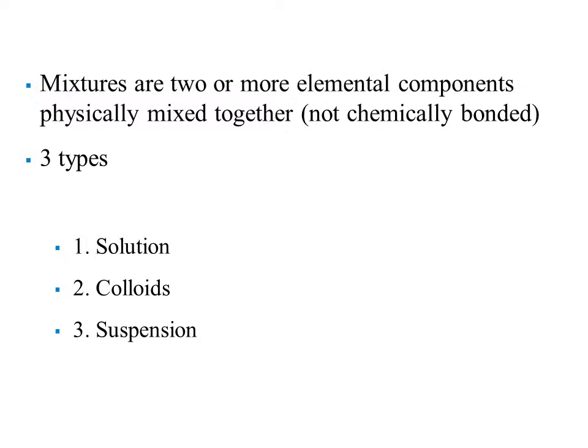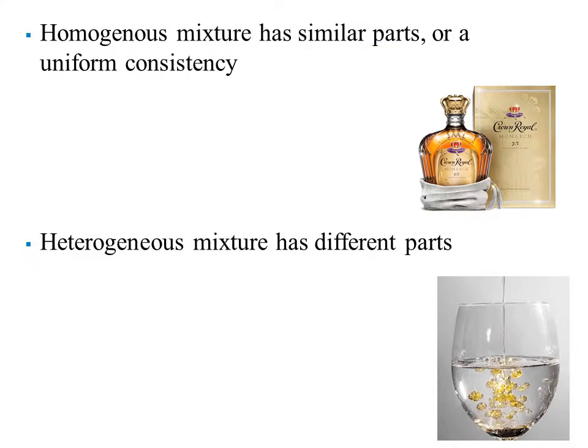So we will talk about 3 types of mixtures: a solution, a colloid, and suspensions. These mixtures will either be homogeneous or heterogeneous. Homo means the same and hetero means different. So a homogeneous mixture has similar parts, or they are of uniform consistency.